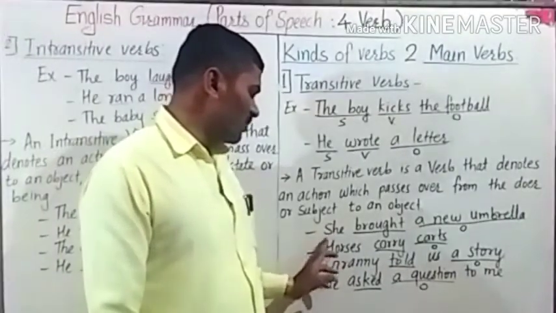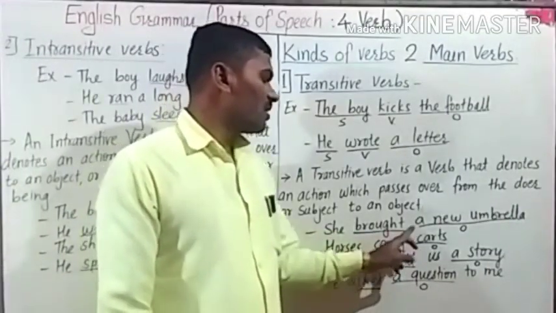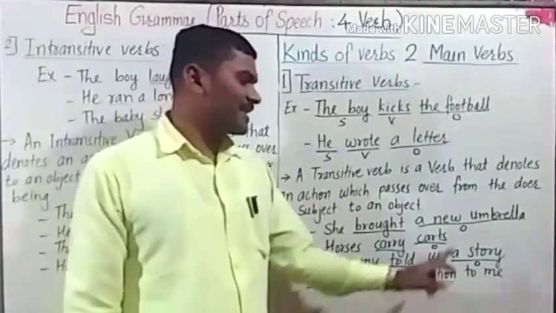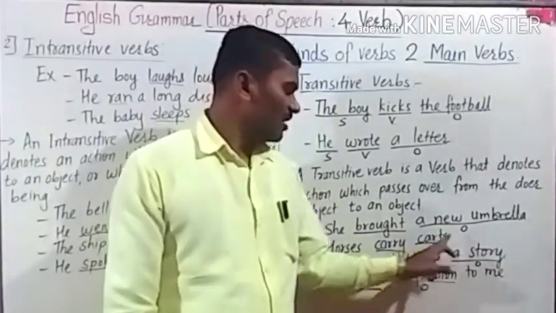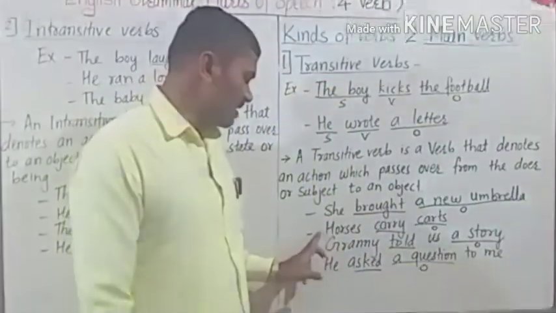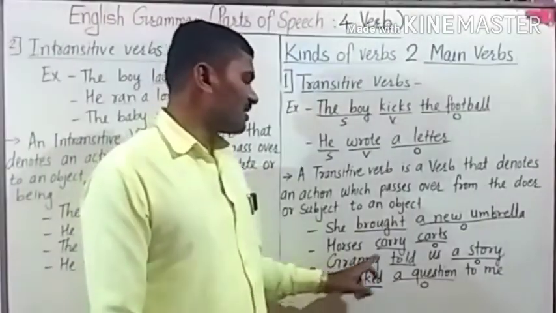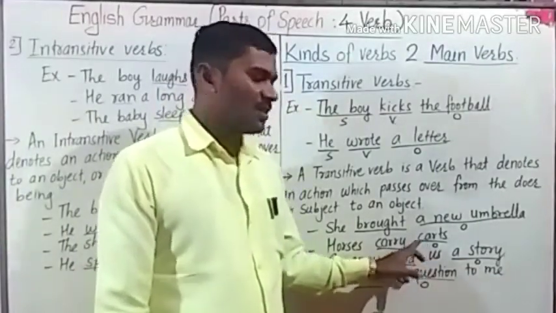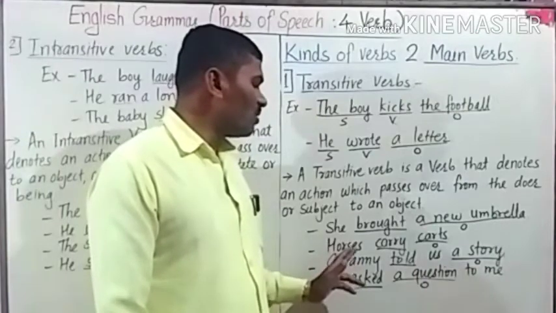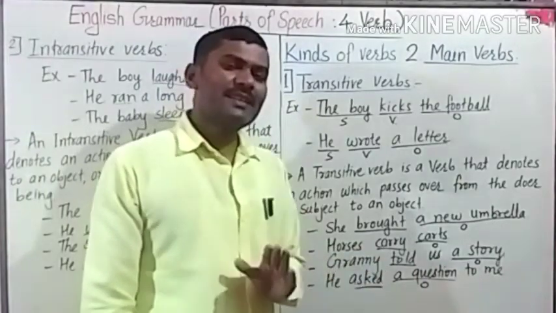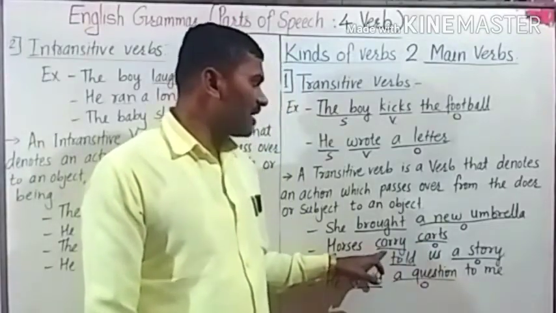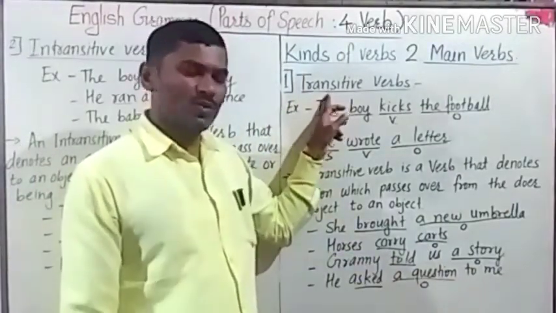Let's see more examples. She brought a new umbrella. What did she bring? We get its answer, a new umbrella. So this verb is a transitive verb. Second example, horses carry carts. If we ask the question, what do horses carry? We get its answer, carts. So the verb carry is a transitive verb.